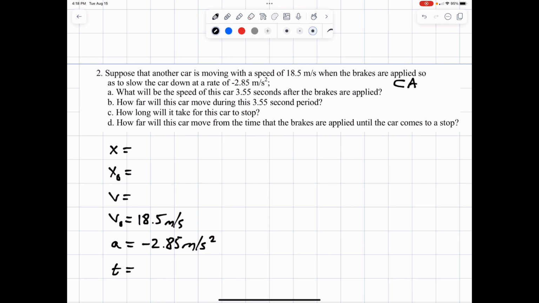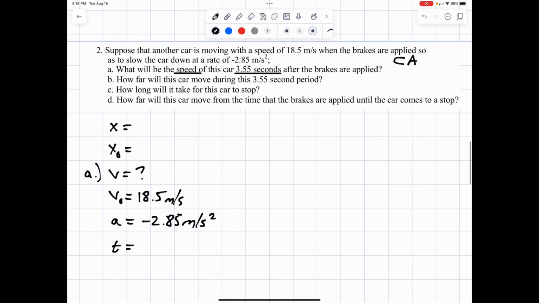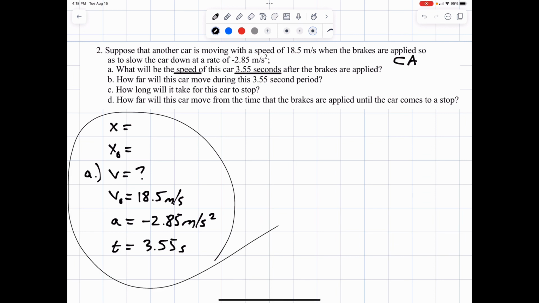So part A, what will be the speed? That means we're looking for V. Part A, we're looking for V at 3.55 seconds. So for this, we are looking at a time of 3.55 seconds. Now, please understand, if the conditions in the problem ever change, then you have to reestablish a brand new list, okay? But for right now, while the conditions are the same, we're going to keep the same list going to organize it, all right?